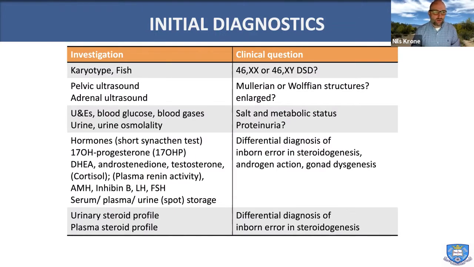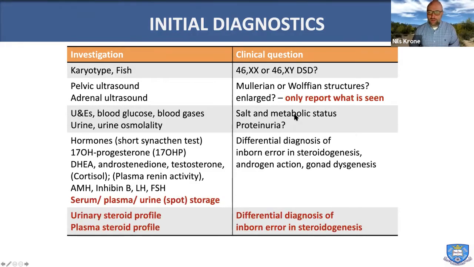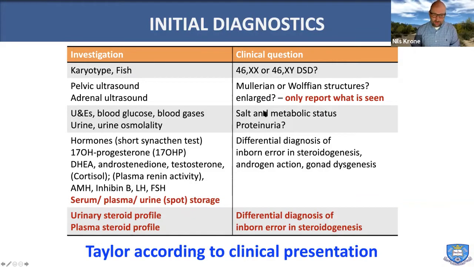In terms of initial diagnostics, what we need to start with is a karyotype and a FISH analysis to have an idea if it's 46XX or 46XY. Do an ultrasound to have a look at Müllerian or Wolffian structures. And then there are quite a few other bloods, and I'm not going to go through this entire table. The only thing I would like to say here is, in the first go, particularly if you don't see cases like this all the time, only report first of all what's been seen, rather than saying we can't see a uterus and this and this, because this can stick for quite some time with families, even if the structures are there in the end.